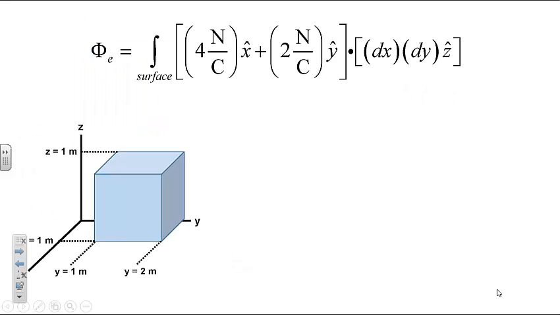Substitution of this area vector into the equation for electric flux gives us the following expression. The electric flux through this surface is thus zero, since all of the dot products in this expression are zero. In other words, there is no electric flux through the top surface, since there is no component of the electric field perpendicular to this surface.